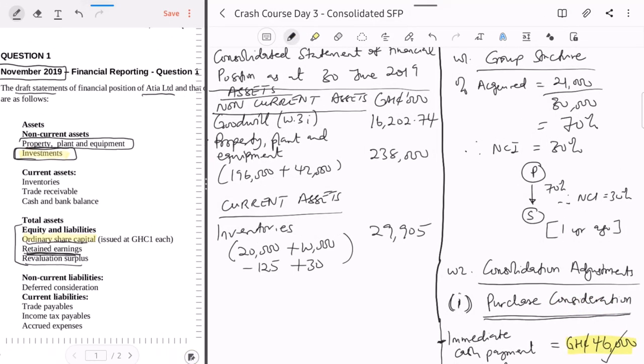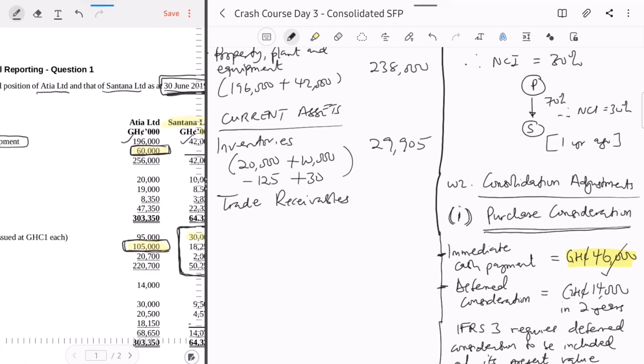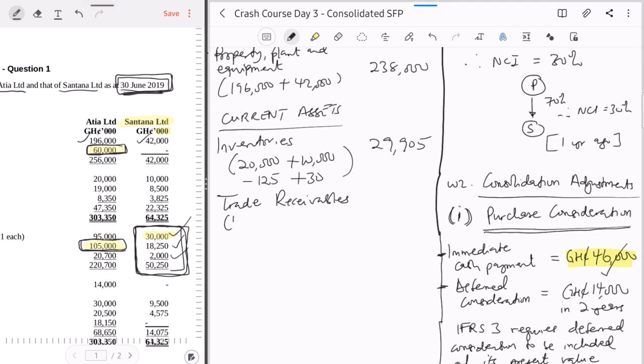What else do we have in the question? We have trade receivables. Parent is 19,000. Subsidiary is what? 8,500. This one didn't have any adjustment, so I add them as they are. So it's going to be 19,000 plus 8,500. That gives me 27,500 as my trade receivables figure.